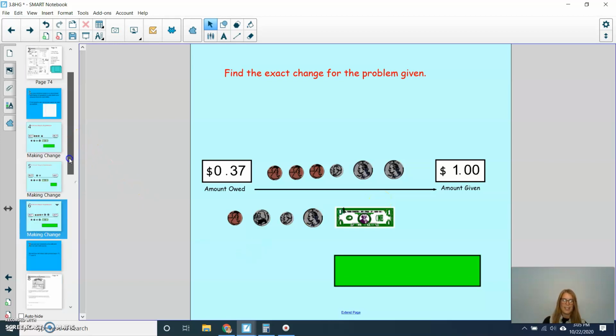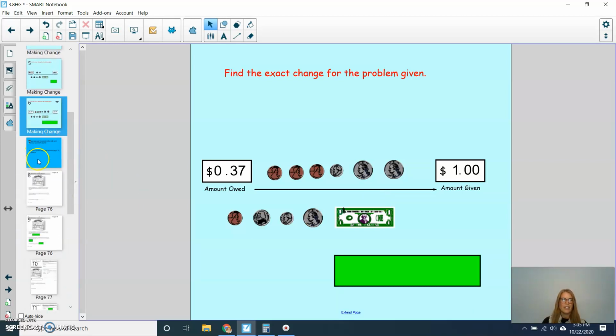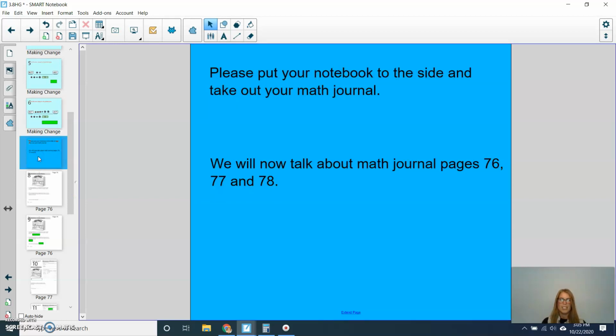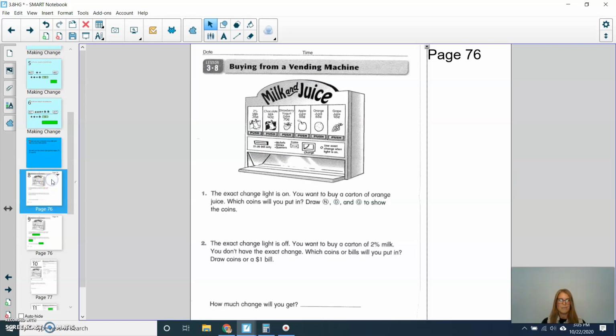We're going to work more on this in today's lesson. But for now, you can put your whiteboard to the side and take out your math journal. And we'll first look at page 76. So this is a vending machine, and today's lesson is buying from a vending machine. So we're going to take a look. The exact change light is on. So when that light is on, you want to buy something and you need to use the exact amount of money. So if you want to buy a carton of orange juice, which coins will you put in if you need to have the exact amount?